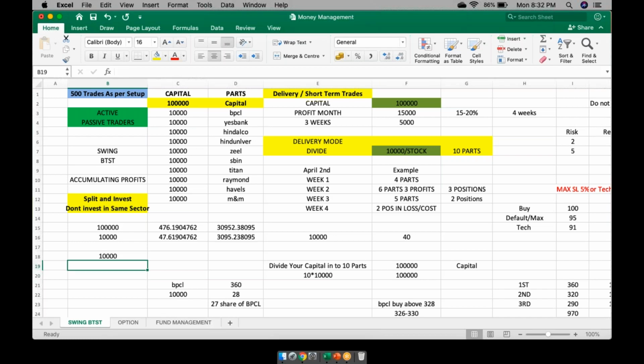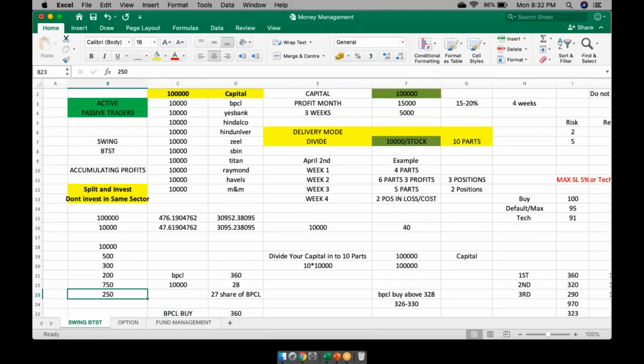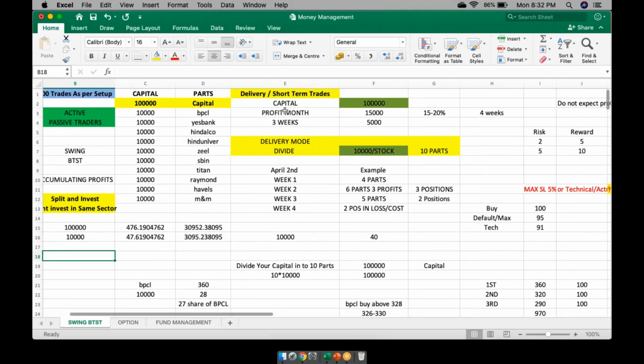So what happens when you start with 10,000 rupees? 500 profit, 300 profit, 200 profit, 750 profit, 250 profit. This is the way we have to accumulate profits. So at the end of the month, when you get 2,000 rupees, 3,000 rupees, yes, we are happy. Even 1,000 rupees, we are happy. 10% of the absolute returns. So we should start getting used to profits. Number one. Number two, we should make it a habit. Okay. So any doubts in investing in short-term delivery trades?